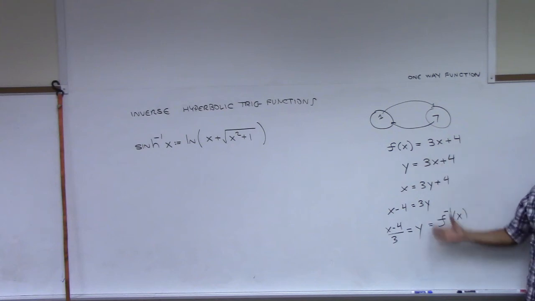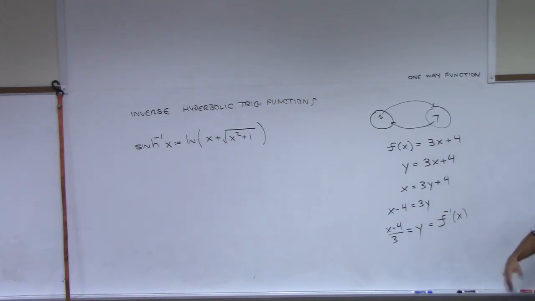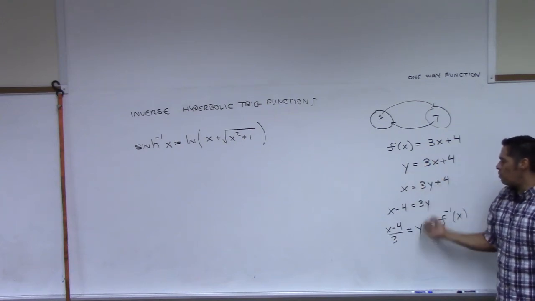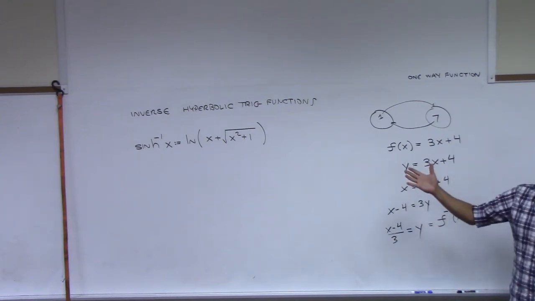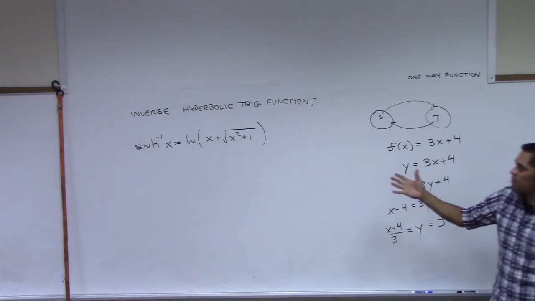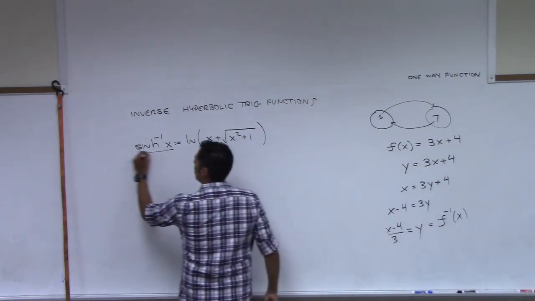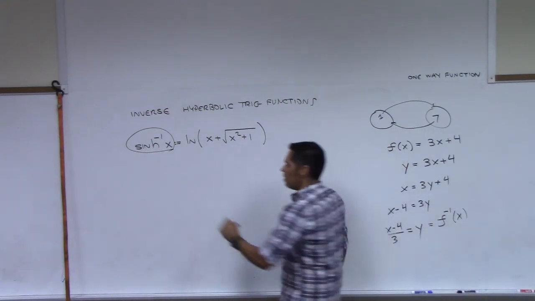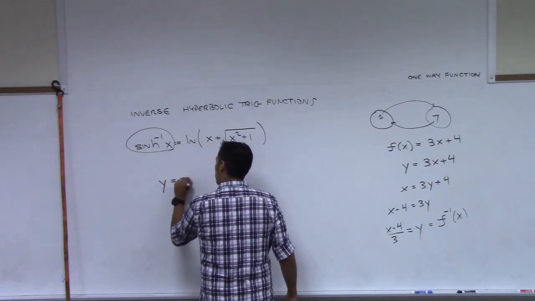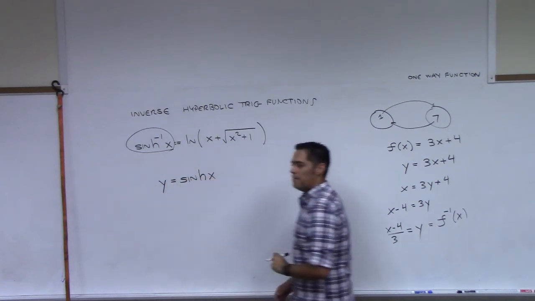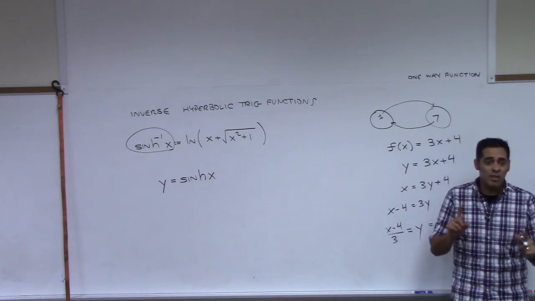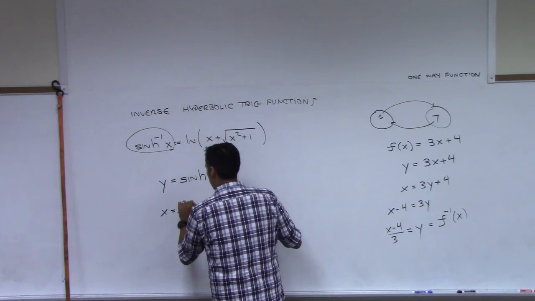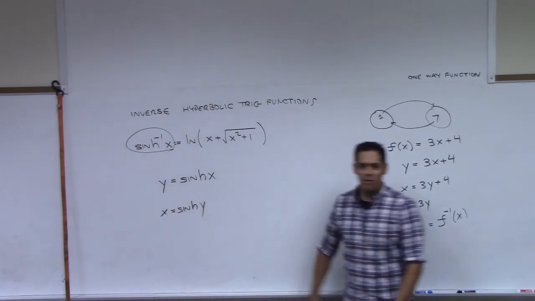And that cool little way of doing this is the standard process, right? So replace f of x with y, switch the x and y variables, solve for y, we got it. That's exactly what I'm going to do right now. In order to figure out what the inverse hyperbolic sine function is, I'm going to start with the hyperbolic sine function. Okay? I'm going to switch the x and y. And then I'm going to solve for y.